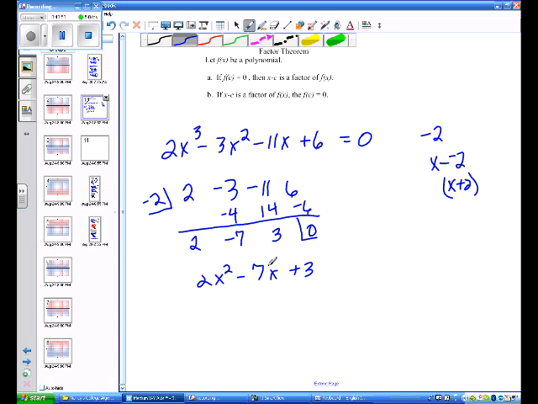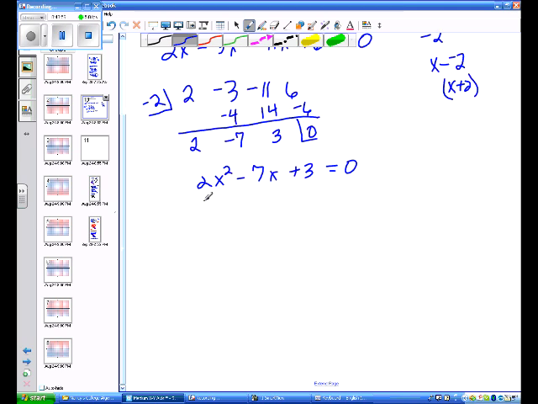Well, now we're down to a quadratic. We know how to solve quadratics. We can either factor or we can use the quadratic formula, whichever one you would prefer. I'm going to factor it just to practice that. Since my coefficient's not 1, remember I multiply 2 times 3 is 6. So I want factors of 6 that add to be 7. Well, that would be my 1 and 6. So I have 1x and 6x.